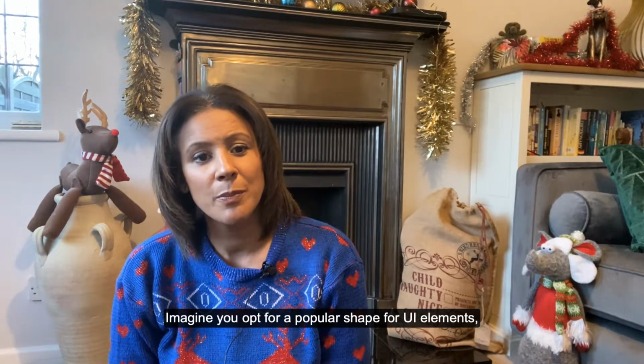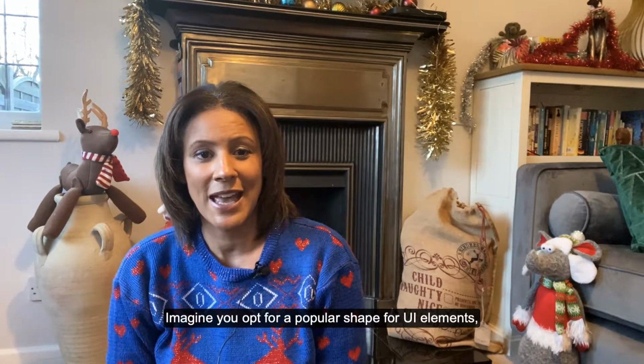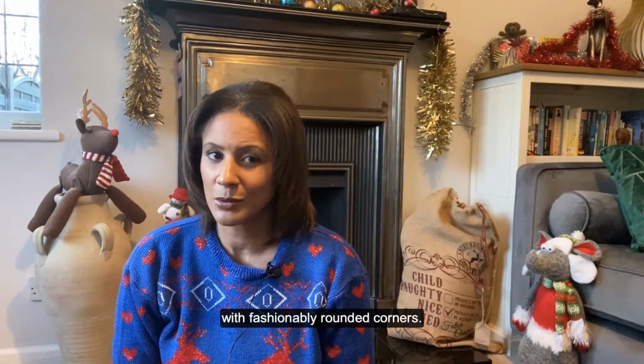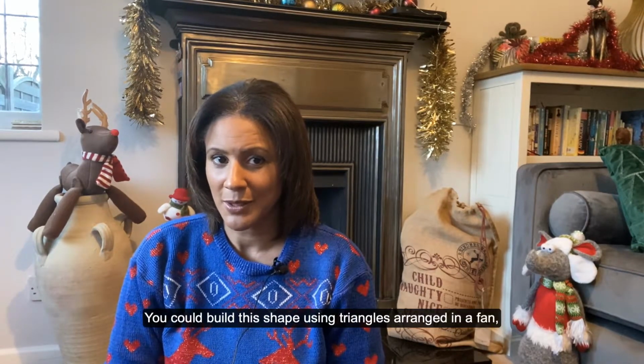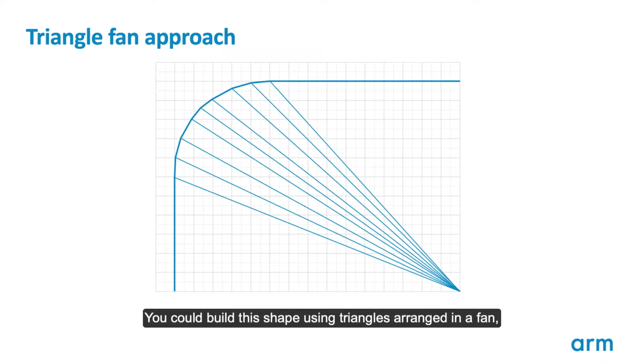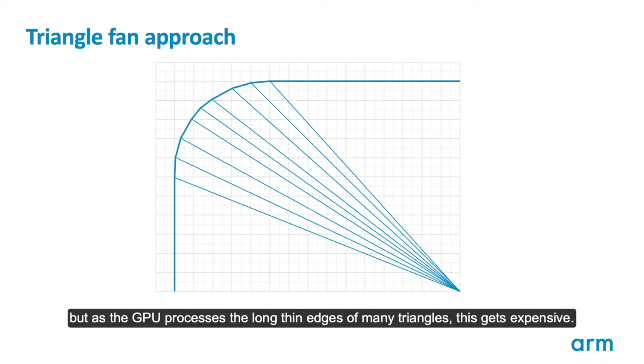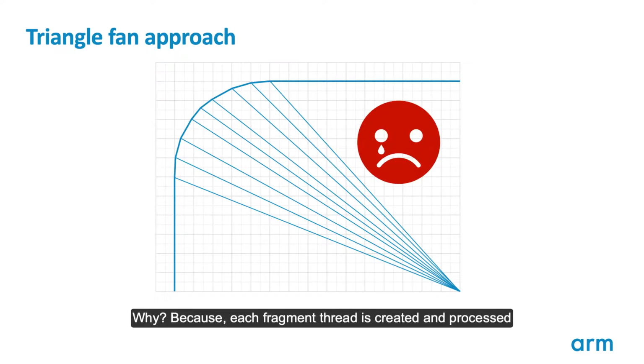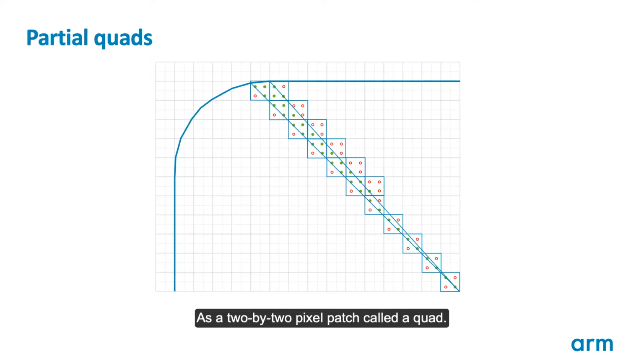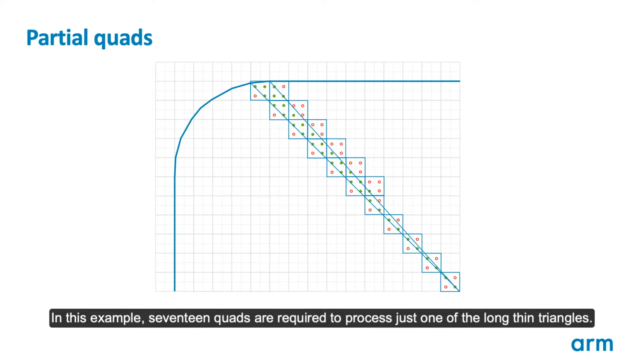Imagine you opt for a popular shape for UI elements with fashionably rounded corners. You could build this shape using triangles arranged in a fan. But as the GPU processes the long, thin edges of many triangles, this gets expensive. Why? Because each fragment thread is created and processed as a 2x2 pixel patch called a quad. In this example, 17 quads are required to process just one of the long, thin triangles.